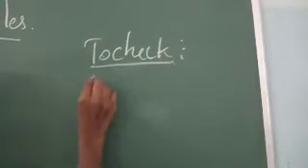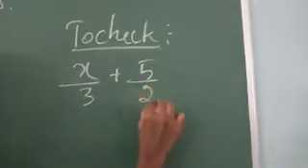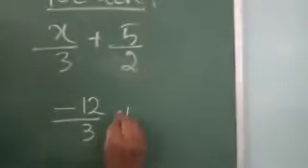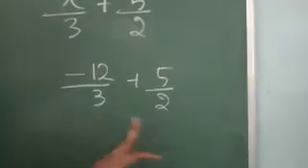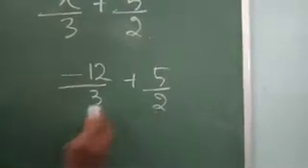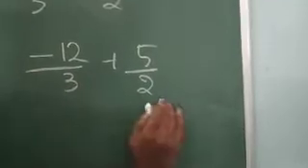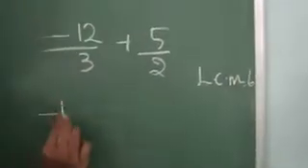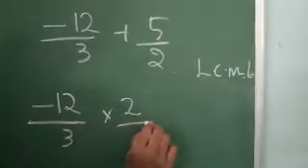So what is the question given? x by 3 plus 5 by 2. So what is the value that we found for this x? Minus 12. So minus 12 by 3 plus 5 by 2. See here the denominators are different, so you have to take the LCM. Both are prime numbers, so you simply multiply. So the LCM is equal to 6.